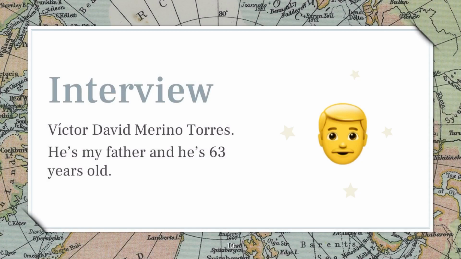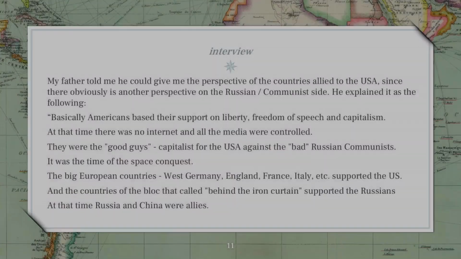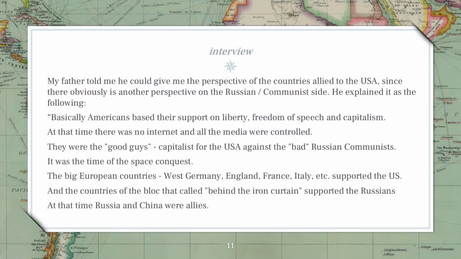I interviewed my father, who is 63 years old, and his name is Victor David Merino Torres. My father told me he could give me the perspective of the countries allied to the USA, since there is obviously another perspective from the Russian or communist side. He explained it as the following.